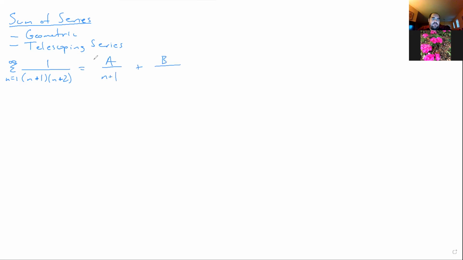Good. So if I clear the denominators, I'm just going to leave off the sigmas for now. So I have 1 equals A times (n+2) plus B times (n+1). All right. Can we get the values for A and B?